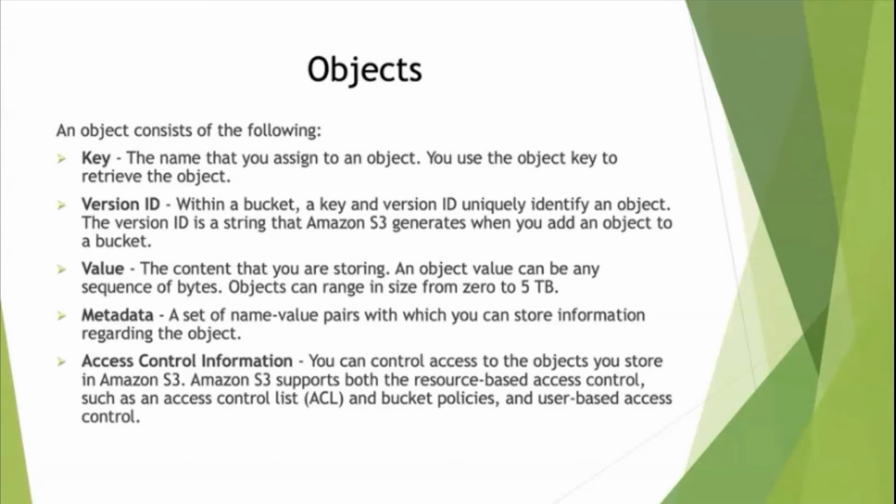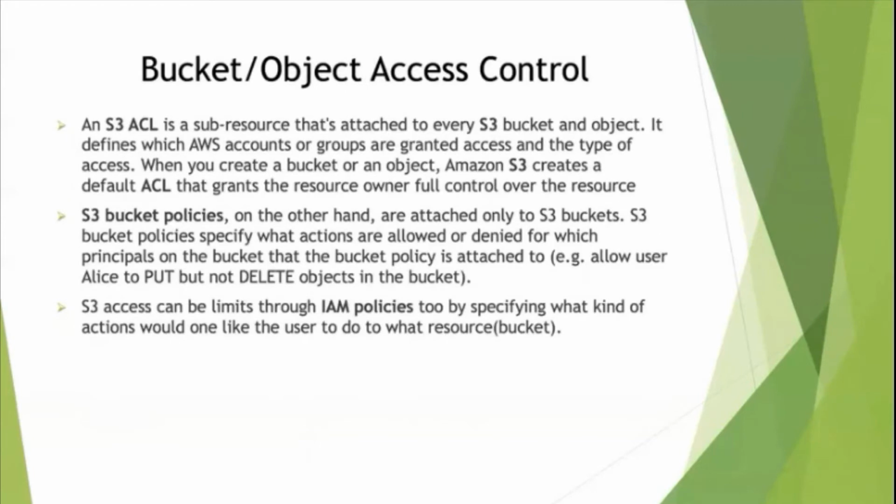And access control information is how you want to provide access to that particular object, whether you want to provide access to the entire world, or only one IAM user in your organization, or whether you want to provide read-only access, or write-only access, and so on. So when it comes to bucket or object access control, we will look at this in a little more detail.